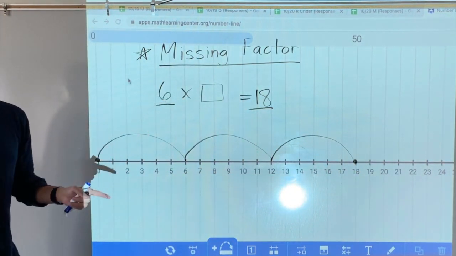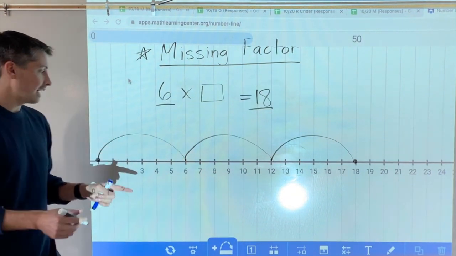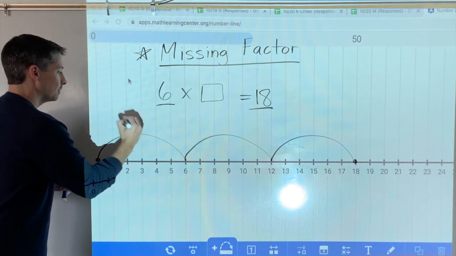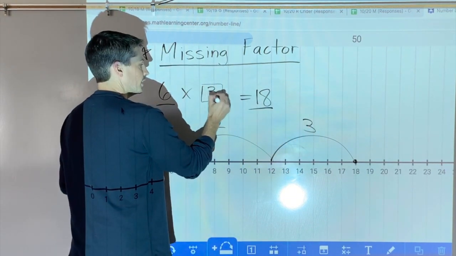And so my answer is not 18, my missing factor is not 18. To find my missing factor, I count how many times I made my jump. And I did that 1, 2, and 3 times. Your turn to try these problems with your class.